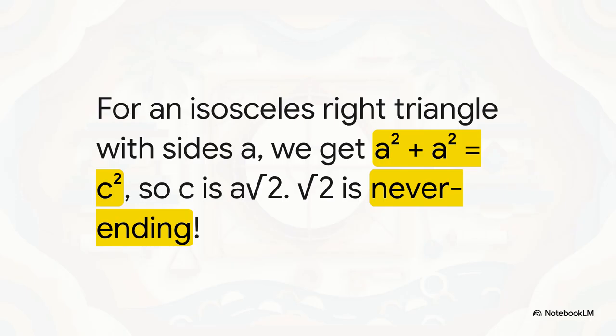But this brings up a really interesting geometric reality. Think about what happens if we look at an isosceles right triangle. That's a triangle where the 2 shorter sides, A, are exactly the same length. Well, A² + A² gives us 2A², which equals our hypotenuse C². That means C has to equal A times the square root of 2.